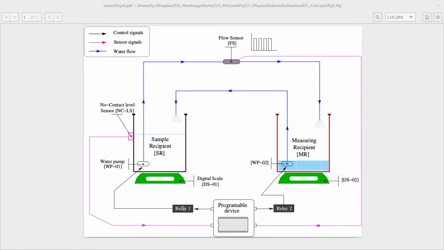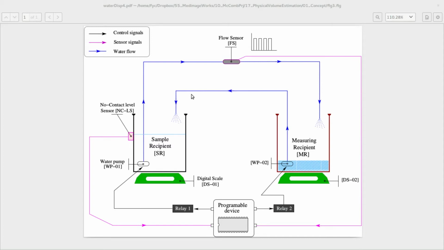Pump 2 is turned on to push water into the sample recipient until the sensor is activated, meaning until the programmable device sees here a change from 0 to 1. Next, pump 1 is turned on until the non-contact level sensor is off. That means until a 1 to 0 transition is read here when the water is descending.